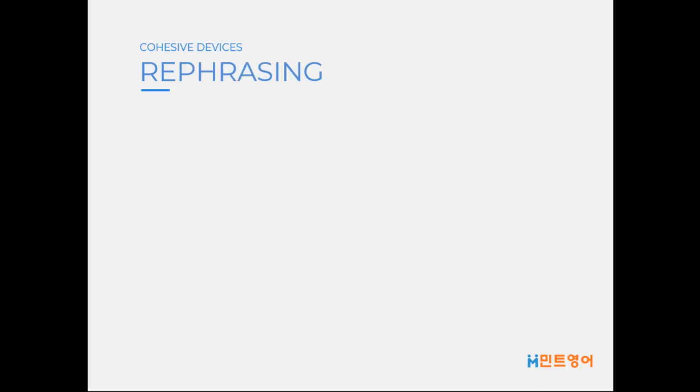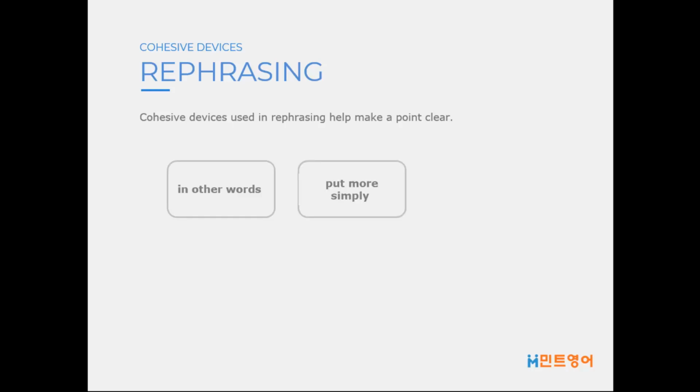The cohesive devices used in rephrasing help make a point clear. When rephrasing, phrases such as in other words, put more simply, and that is to say are encouraged.